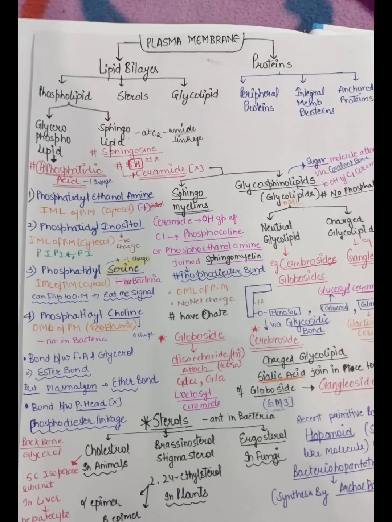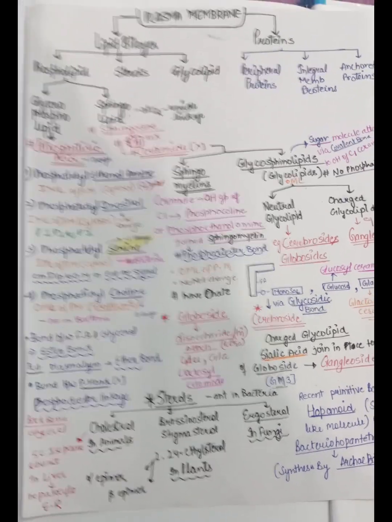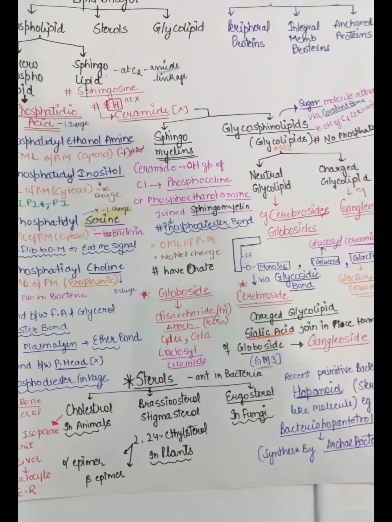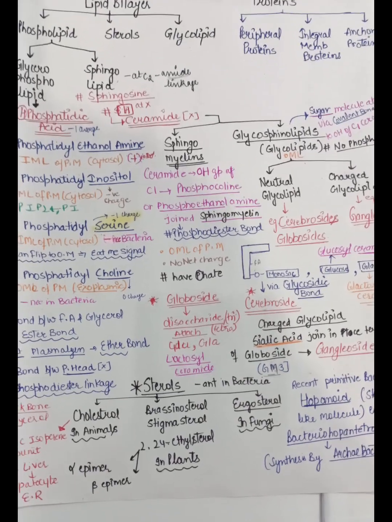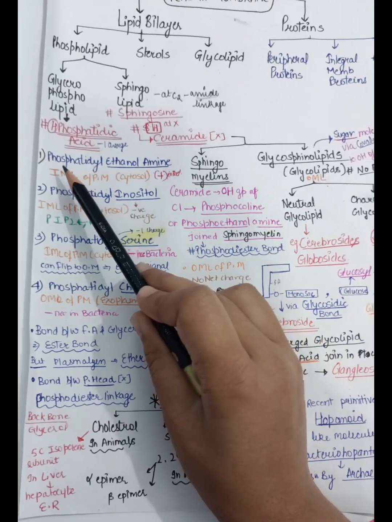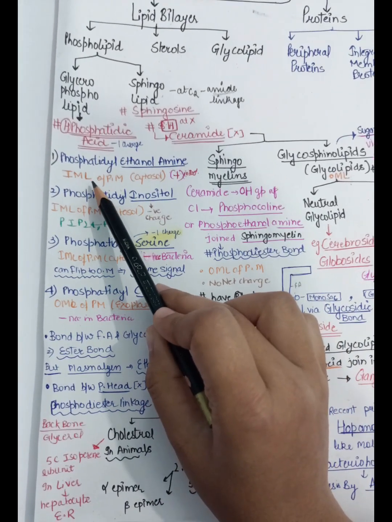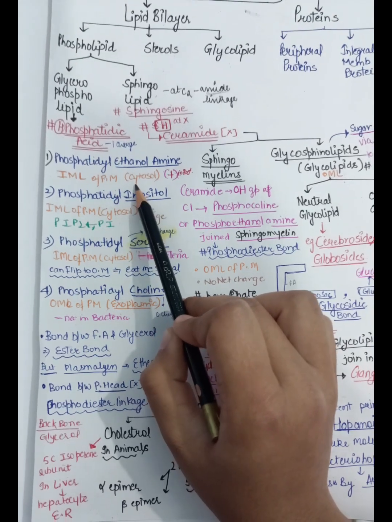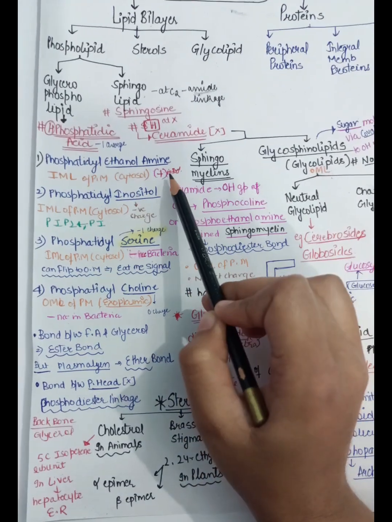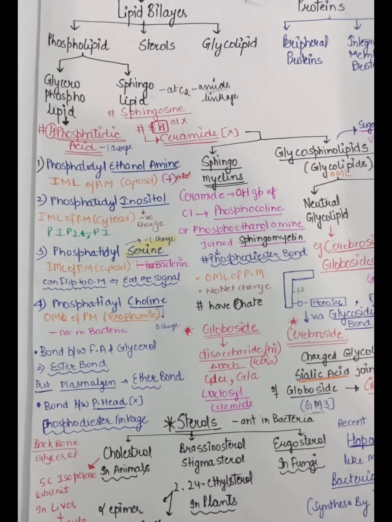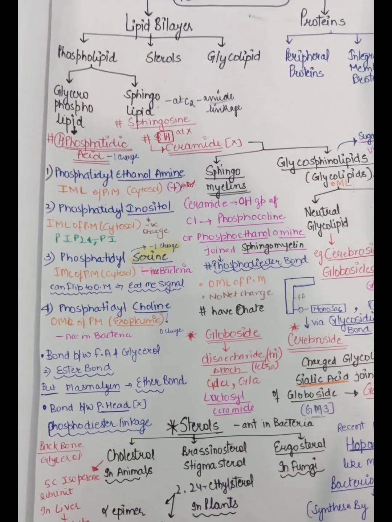And if we attach different alcohols, the name changes accordingly. If we attach ethanolamine, the name becomes phosphatidylethanolamine, and it is present in the inner monolayer of the plasma membrane, meaning towards the cytosol, and it is also present in bacteria. And if we attach inositol, it becomes phosphatidylinositol, and it is also present in the inner monolayer of the plasma membrane, and it is negatively charged, and we call it PIP2.